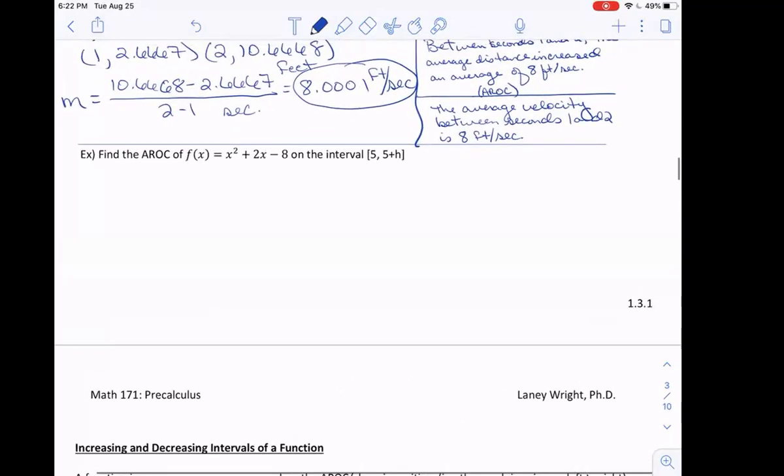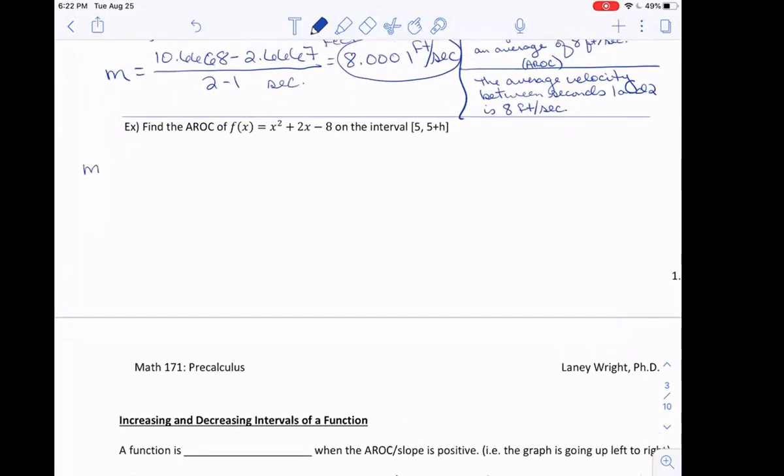In other words, for the slope, we're going to need the function value at 5 plus h, whatever that looks like, minus the function value at 5. So there's y2 and y1, divided by the x values, 5 plus h minus the 5. So y2 minus y1 on top, and then the x values on the bottom. So let's focus on finding that y sub 2, right? This is like y sub 2 minus y sub 1. This is x sub 2 minus x sub 1.